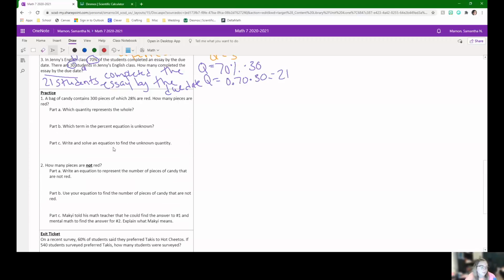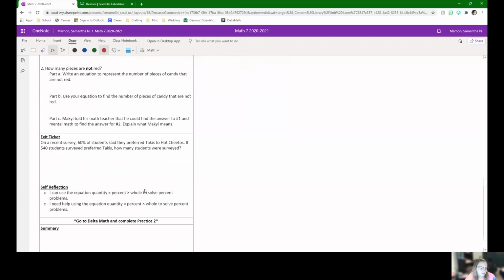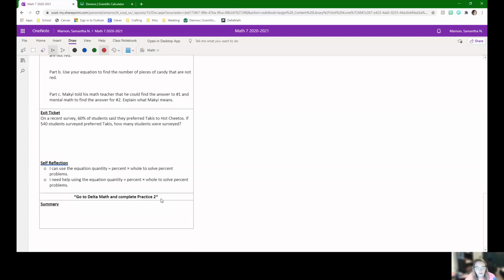So you have these practice problems, your exit ticket, and when you're done, you're going to log on to Delta Math and you're going to complete practice. This says 2, it's really 3.